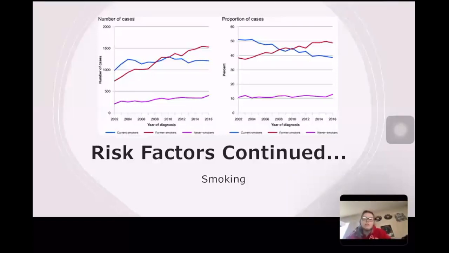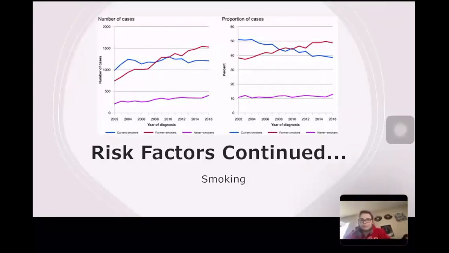The main risk factor that everybody sees when we're talking about lung cancer is smoking. So I wanted to look further into how smoking has been affecting lung cancer. This is a study that was done with 52,264 lung cancer cases in Sweden, and 41,262 of this study were patients with non-small cell lung cancer.